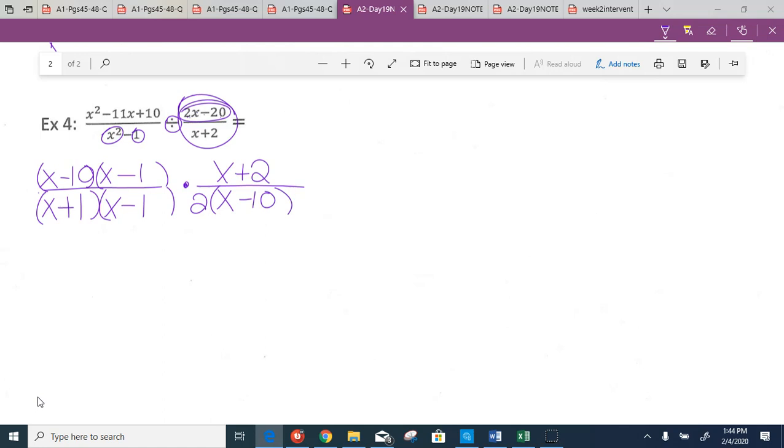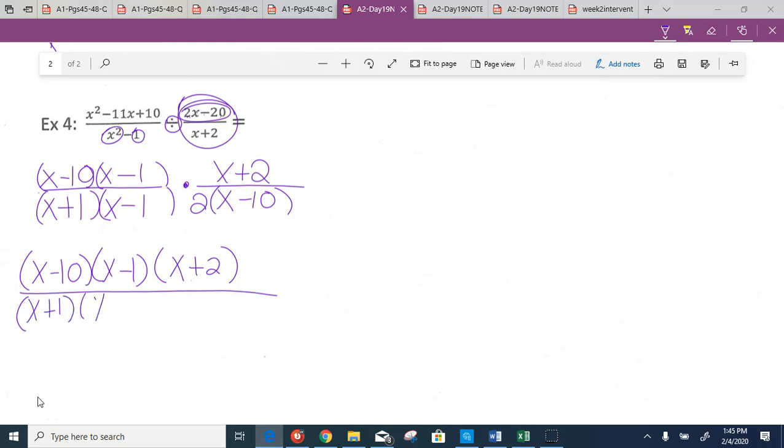So now I have everything factored out, and let's go ahead and make one big answer with all my factors. I have x minus 10 in my numerator, and then x minus 1 next to it, and also multiplied by the x plus 2 that was at the very end. In my denominator, I have an x plus 1 times an x minus 1 times a 2 times an x minus 10. Let's take out all common terms. x minus 10 on the top and x minus 10 on the bottom cancel out to 1. x minus 1 divided by x minus 1 is also a 1. And then I'm just left with x plus 2 on top. So x plus 2 will be my numerator.